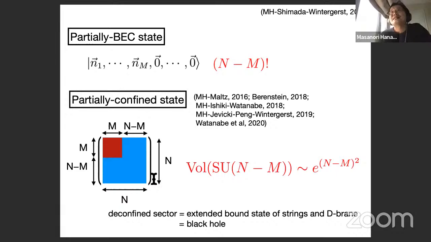So if one can establish that the degeneracy is not of that form, that it is not a function of N minus M, does that contradict your claim? I think so. Yes.